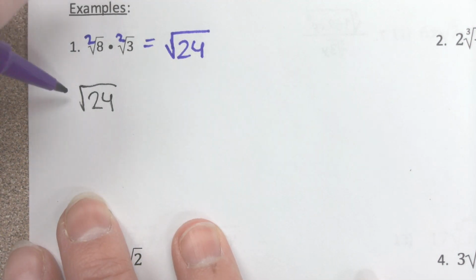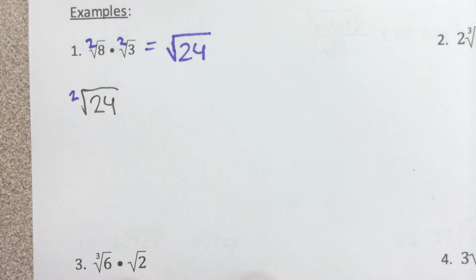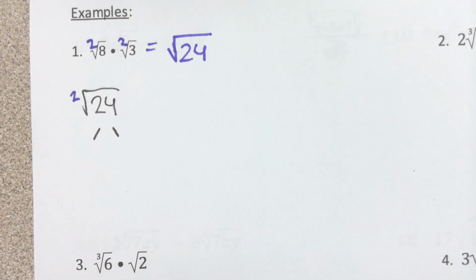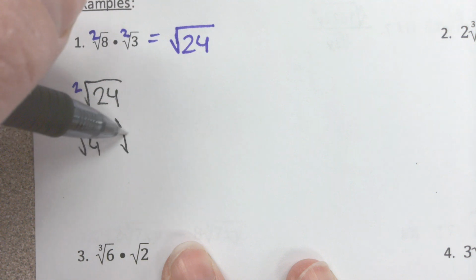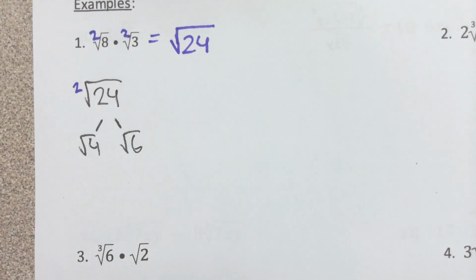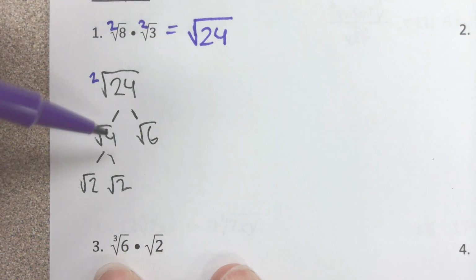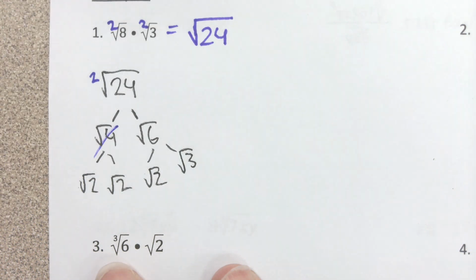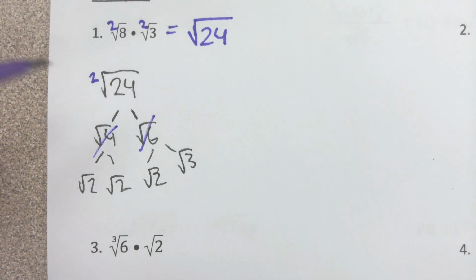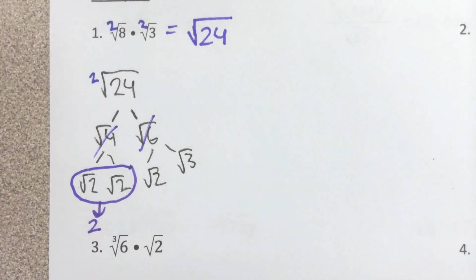So we have the square root of 24. We'll break down the 24. Got a couple options here. I'm going to go 4 and 6 for that. Four breaks down 2 and 2. The 4 is gone. 6 breaks down 2 and 3. The 6 is now gone. And this is a square root, so we're looking for groups of 2. So we have a group of 2's down here. That's just going to make a nice 2.